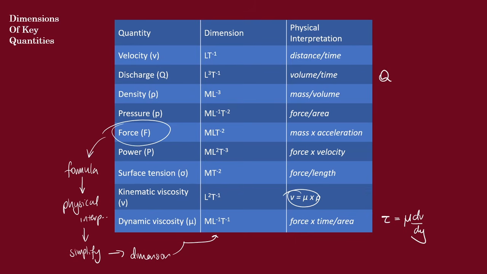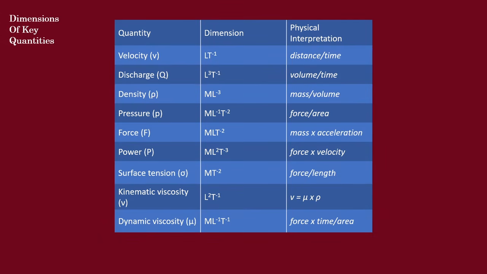Okay, and so on and so forth. So once we're able to do this, we don't have to do any memorization of dimension tables. We just have to think of the formula, get the interpretation, simplify, and make our dimensions. Okay?